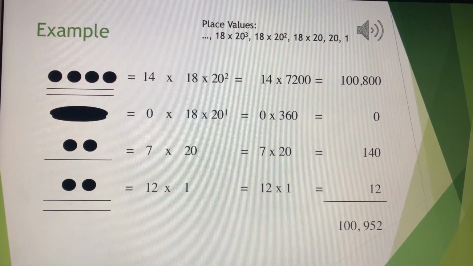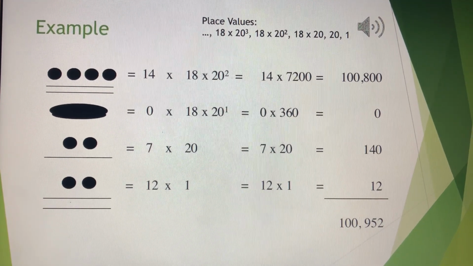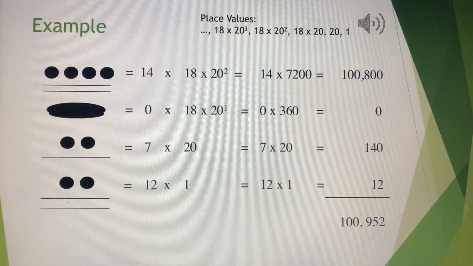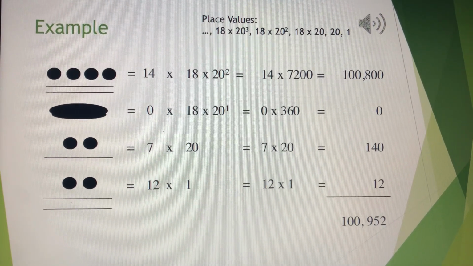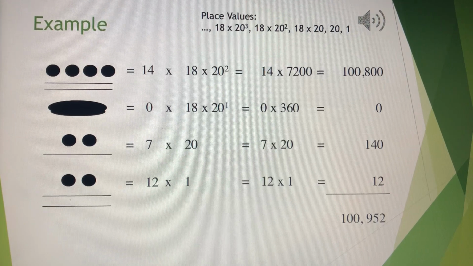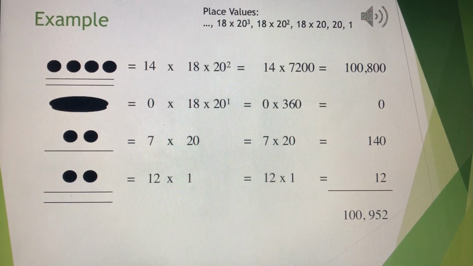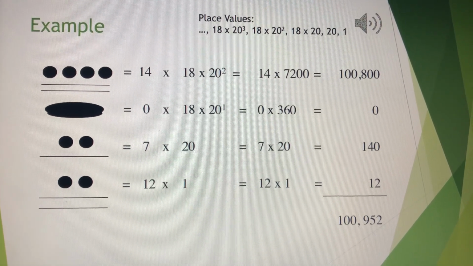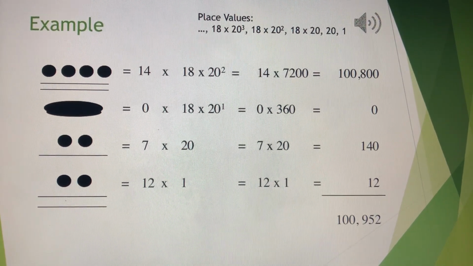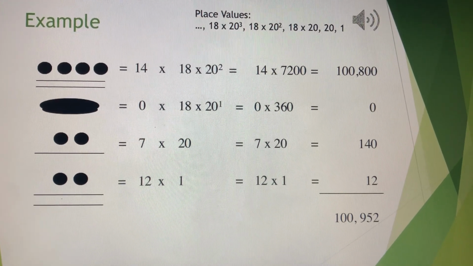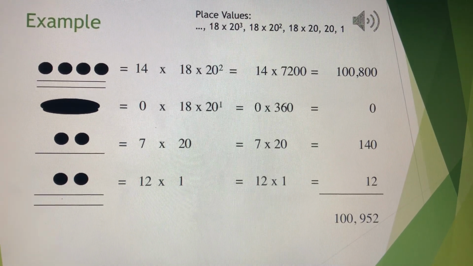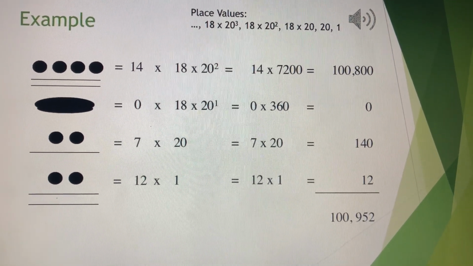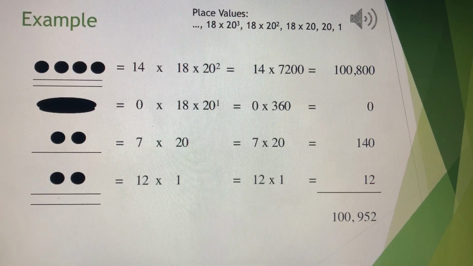So this one is different from the other two that we looked at. They write their numerals vertically, so that's how you have to write everything out, which makes it easier when you're adding everything at the end. So the place values are at the top, 18 times 20 to the third, and then it goes down to 18 times 20 squared, and then it goes down to 18 times 20, and then you have the 20s place, and then you have the ones place. So in this example, it only goes up to 18 times 20 squared.